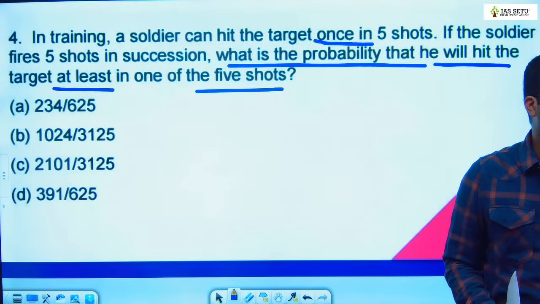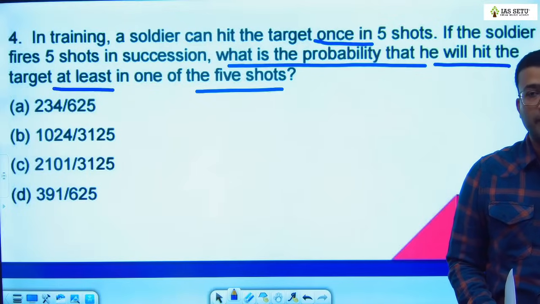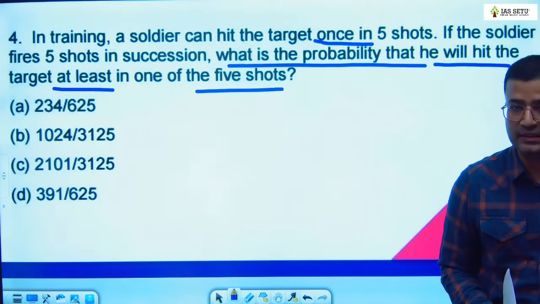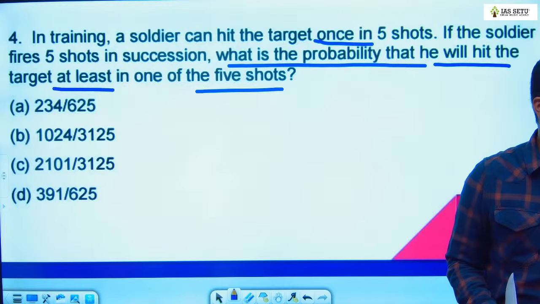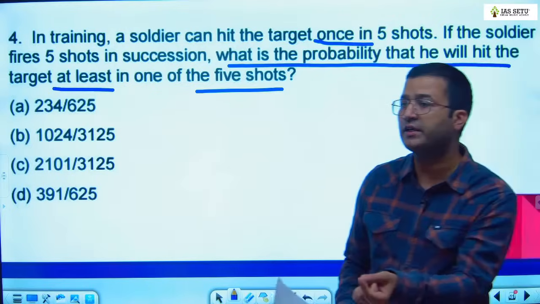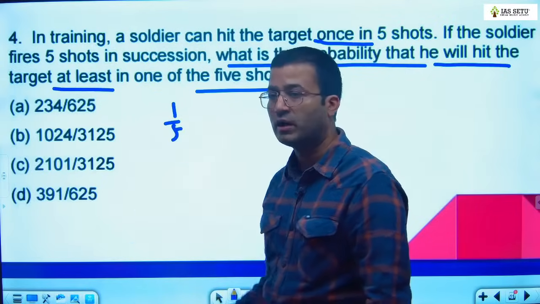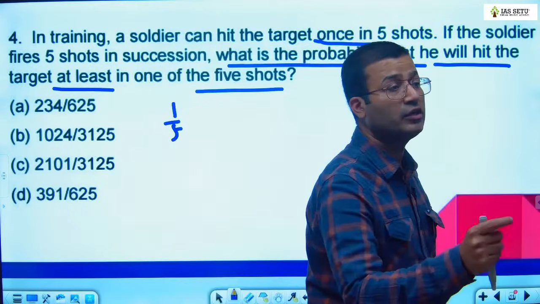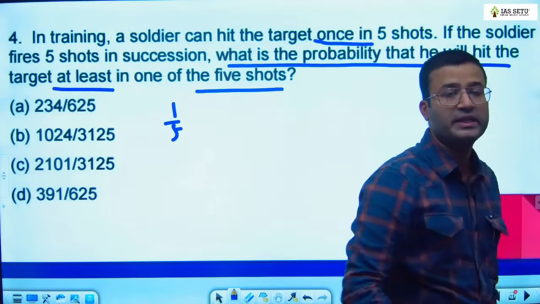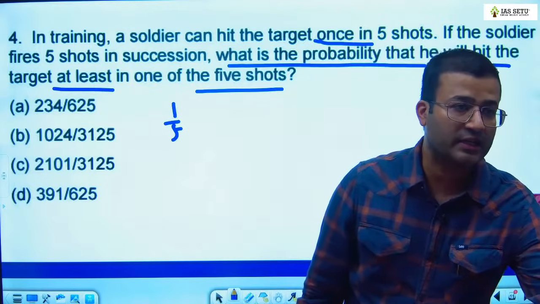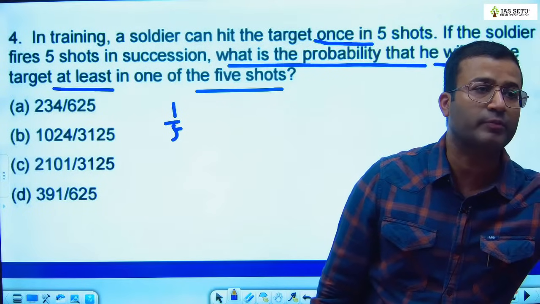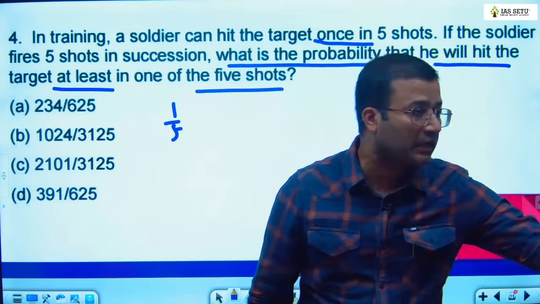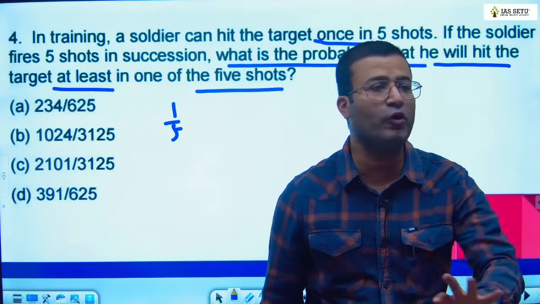Like there are 5 students, they give the exam, the probability of passing is 1 by 5. What is the probability that at least one of them passes the exam? Or it may be 3 students who give the exam: the first, second, and third candidates, the probability is 1 by 5 each. So here at least one of them gets selected for the job. Each candidate getting selected has probability 1 by 5. What is the probability that at least one of them gets selected? तो ये किसी भी फॉर्म में आ सकता है.